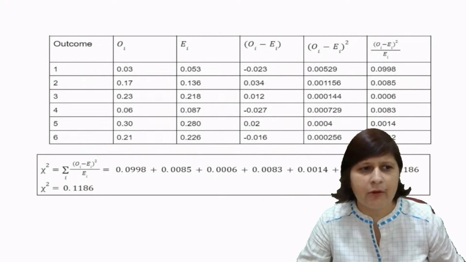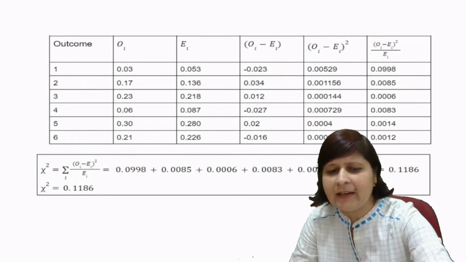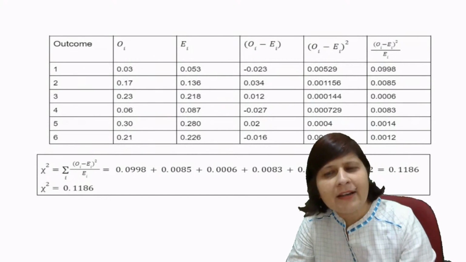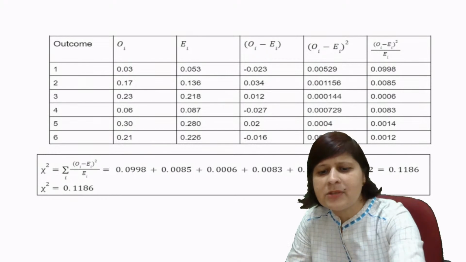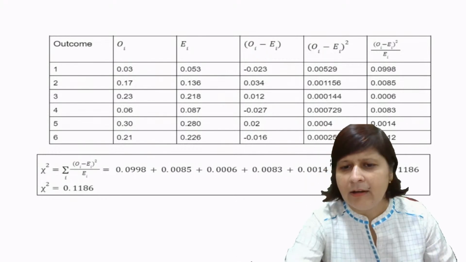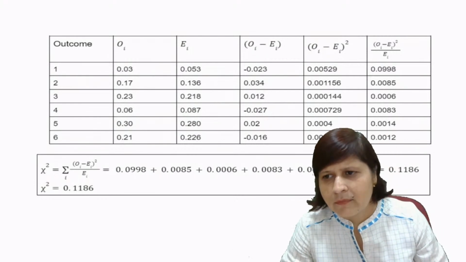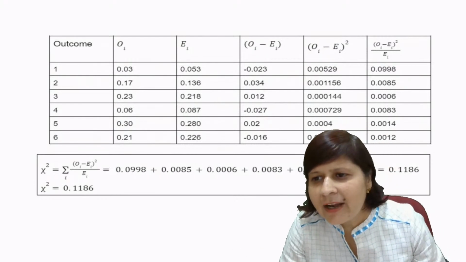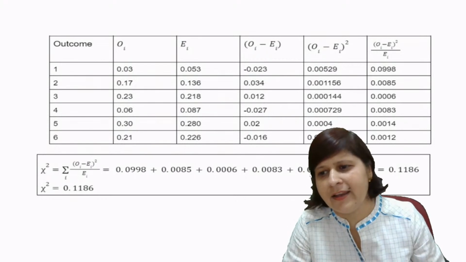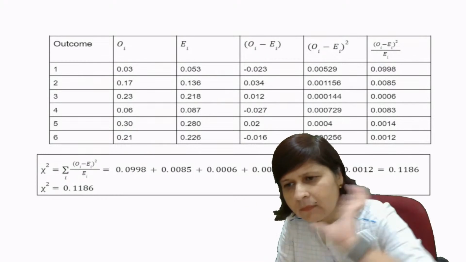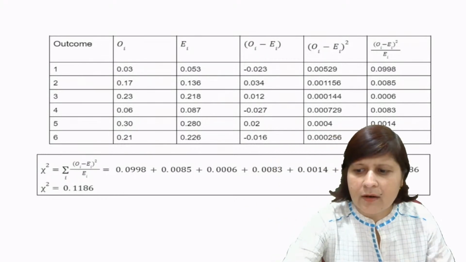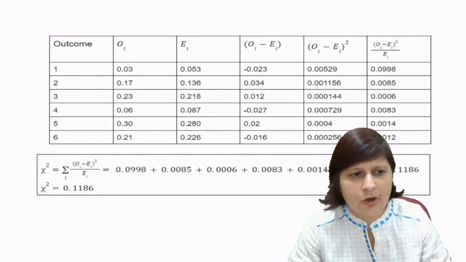Now, I applied the formula here. This is my observed, this is my expected value, OI minus EI comes out to be this. Then the square of OI minus EI comes out to this, and then I applied the formula (OI minus EI) square divided by EI. Then it comes out, right? I have noted the values in the last column.